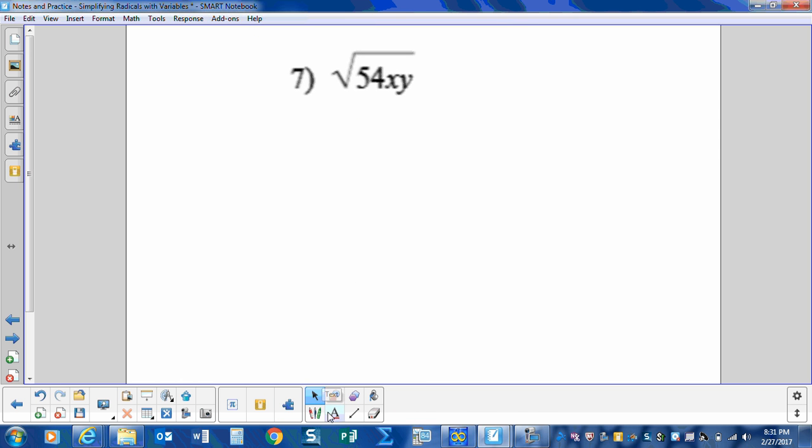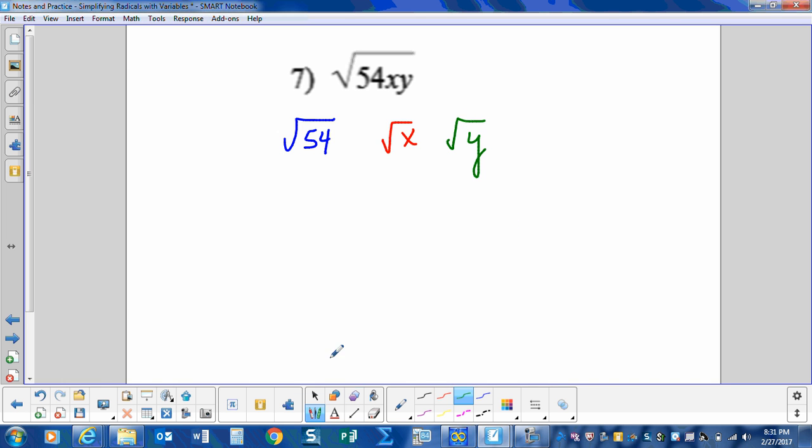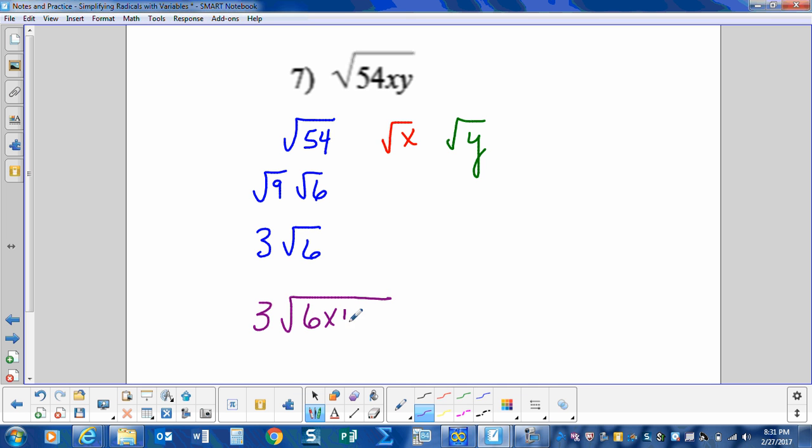Okay, number 7, the square root of 54 times the square root of x times the square root of y. So 54 could be written as the square root of 9 times the square root of 6, which is 3 square roots of 6. And neither of those has a pair, so our answer is 3 times the square root of 6xy.